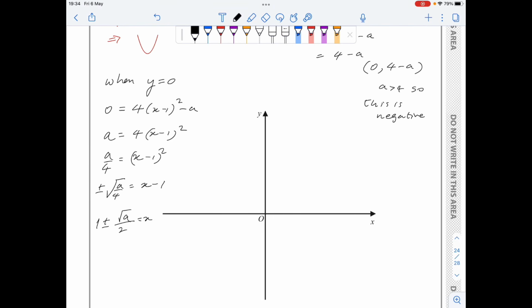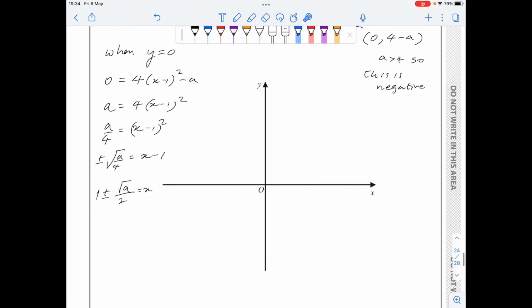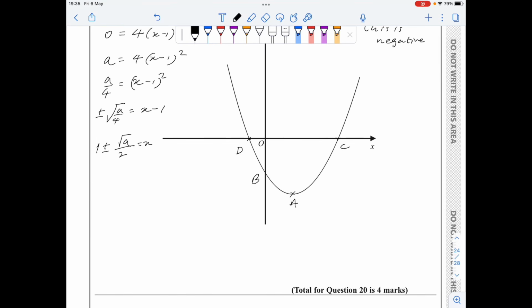So I have a minimum somewhere here. I have a y-intercept somewhere there. I have two roots, one here, one here. So let's draw this graph. Let's label the points. I've got a here, b the y-intercept, c is the positive root, and d is the negative root. And let's write the coordinates down.